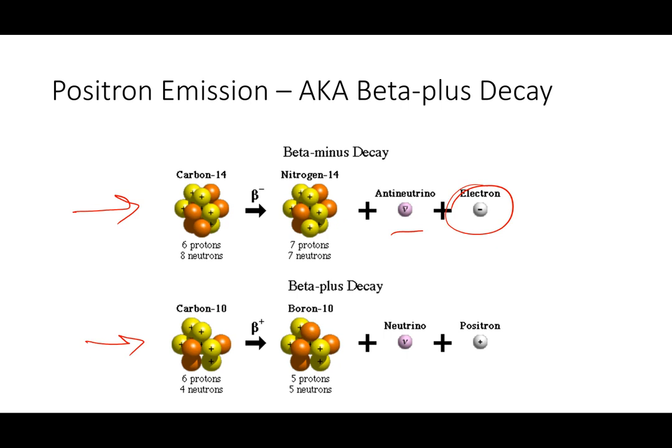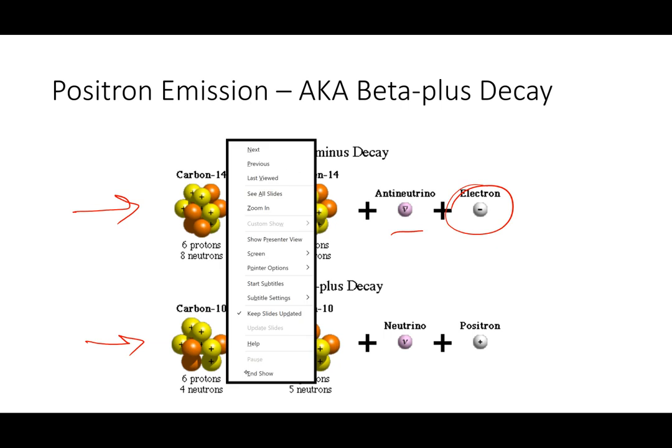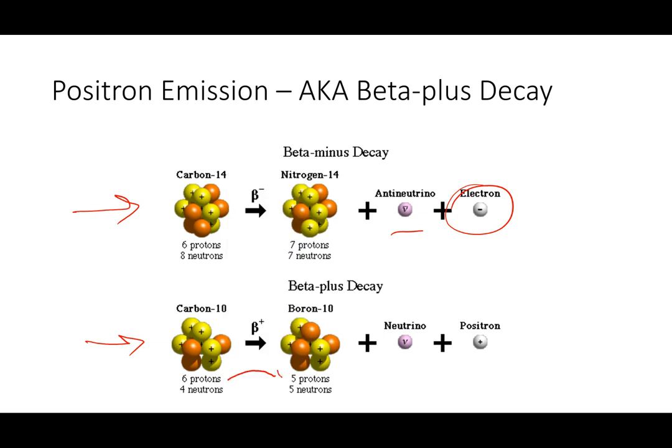Beta plus decay, however, will give you the opposite. Okay, so if you have beta plus decay, you can go from carbon 10 to boron 10. And as a result, you're taking 6 protons and you're making it 5 protons, and then 4 neutrons to 5 neutrons.